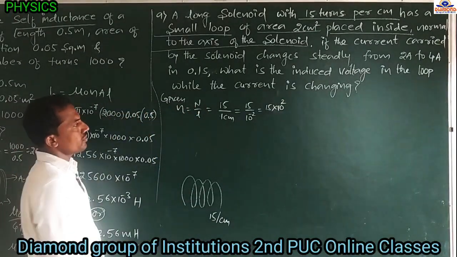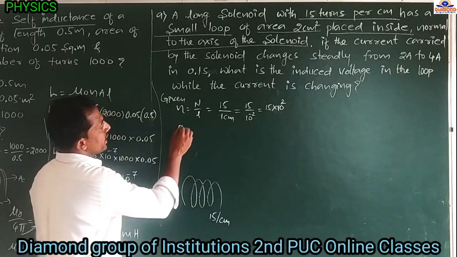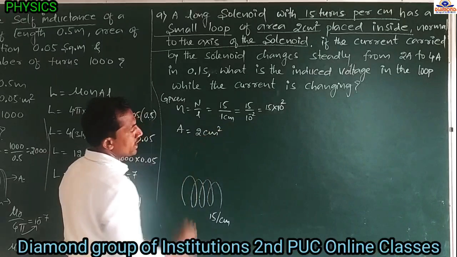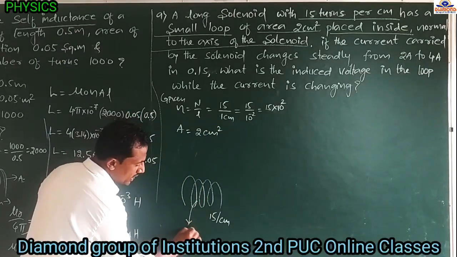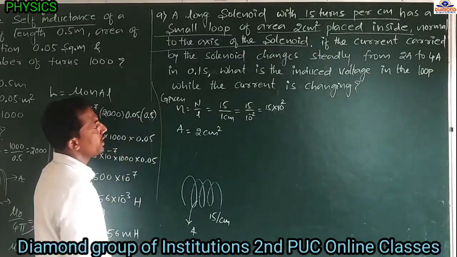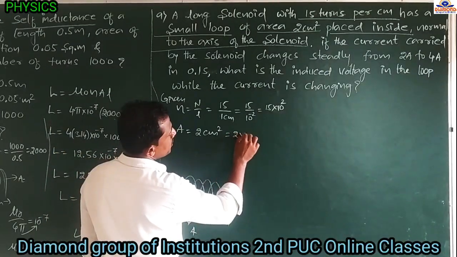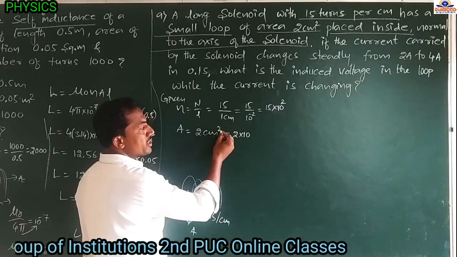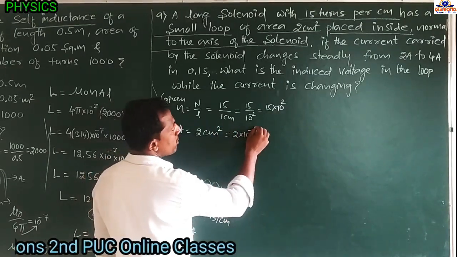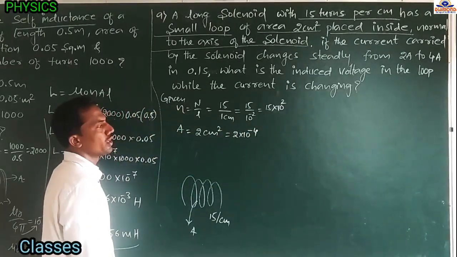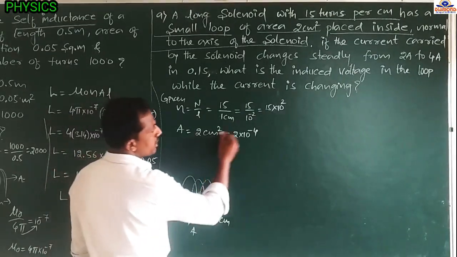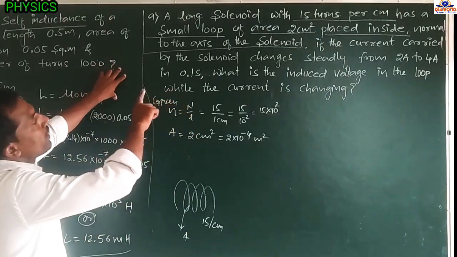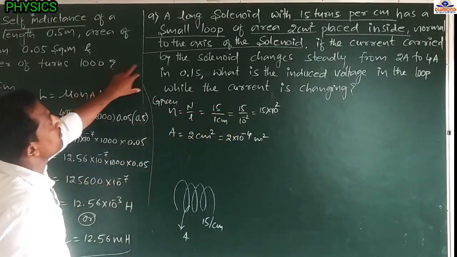Then next, the area value is given. What is the area value? 2 centimeter square. The area A of this solenoid is given. 2 centimeter square means 2 into 10 to the power of minus 2 into centimeter, so minus 2. Centimeter square means 10 to the power of minus 4 meter square.